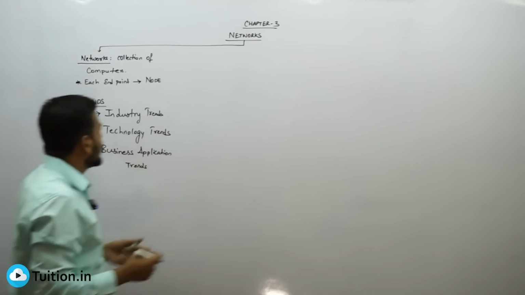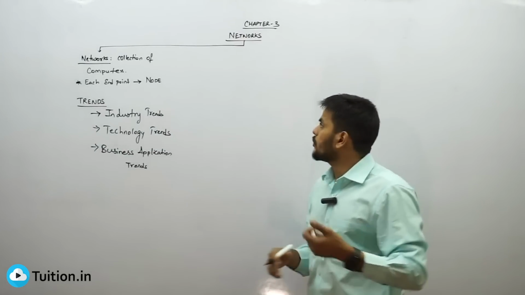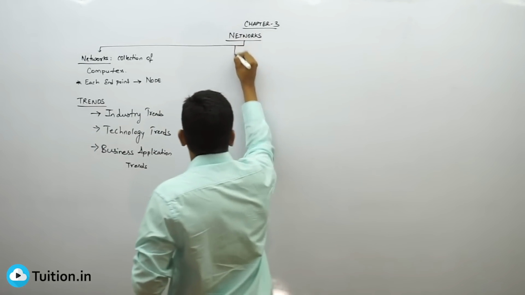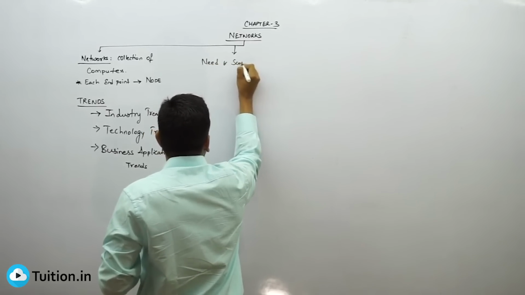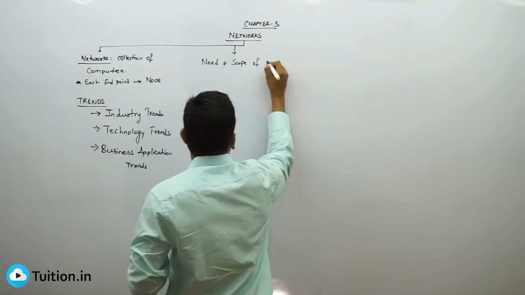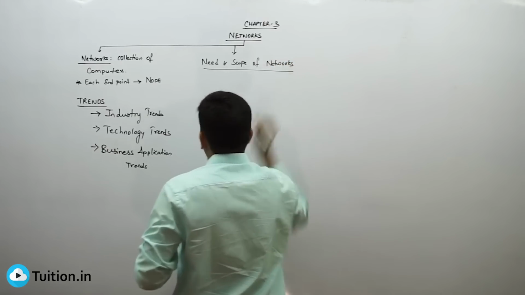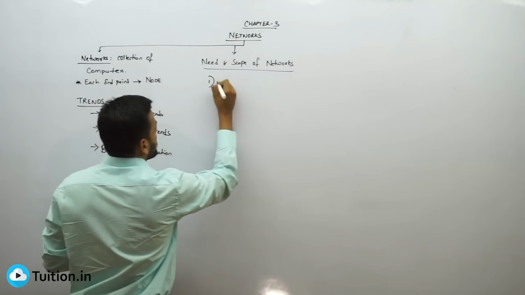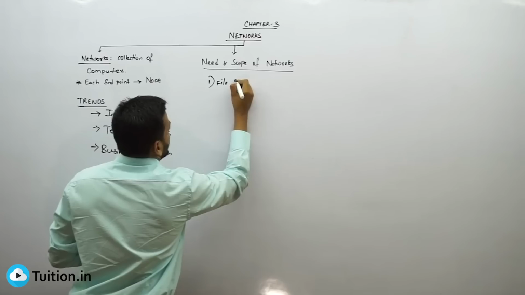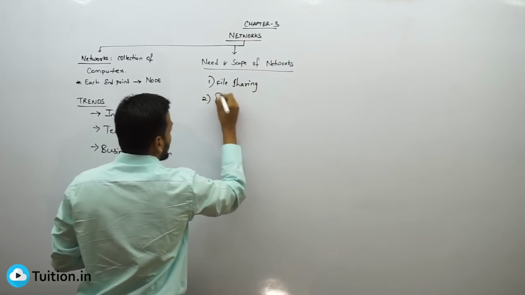Then going further, it's all about the use and the structure of a network, before which there's one very important question that has come in the exam in the past, which is the need and scope of networks. What about the need and scope of networks? The 5 points to cover and catch up on, guys. First of which is called file sharing. File sharing. 2, remote access.